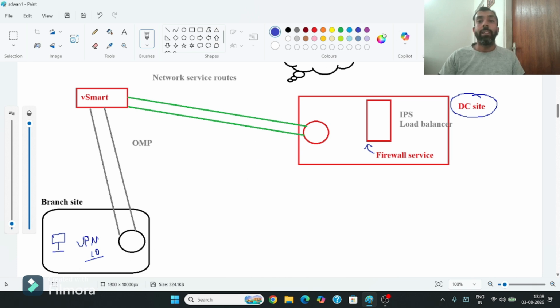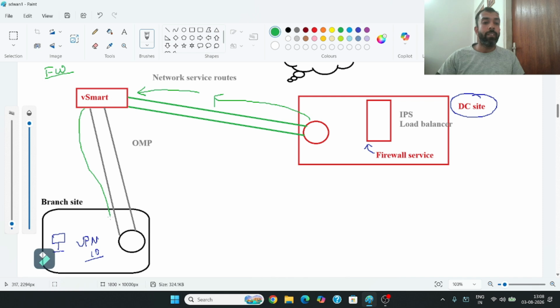So what will happen? The router at the data center site is going to advertise a network service route. That means this router is going to tell my vSmart controller that we have a firewall service. And the vSmart controller will provide this information to the other routers. With the help of network service routes, the branch routers will come to know that, okay, we have a firewall service available in our network.